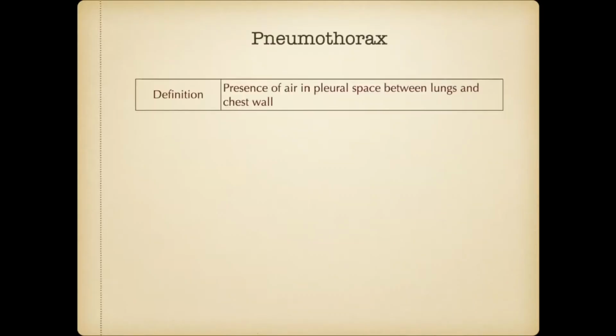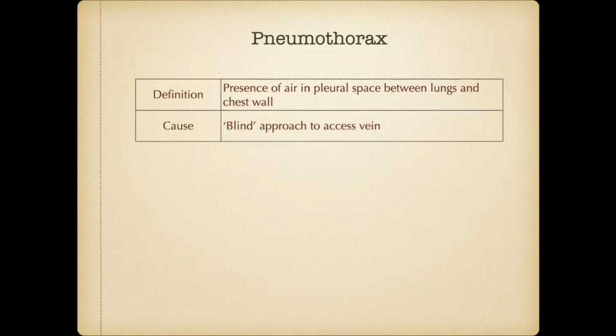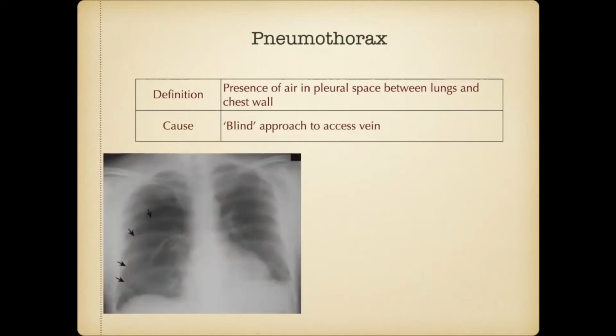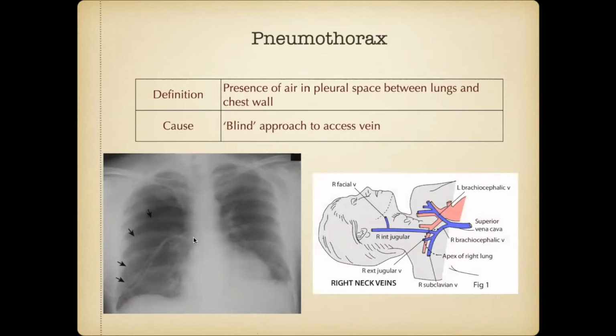The first one is pneumothorax. This is the presence of air in the pleural space between the lungs and the chest wall. It is caused by the blind approach to access the vein. As you can see here, this is an example of pneumothorax as depicted by the clear lung margin from the black arrow. The cause here is that when we want to access the internal jugular vein, our needle tip might poke the apex of the right lung. Hence the reason why a patient can develop pneumothorax.